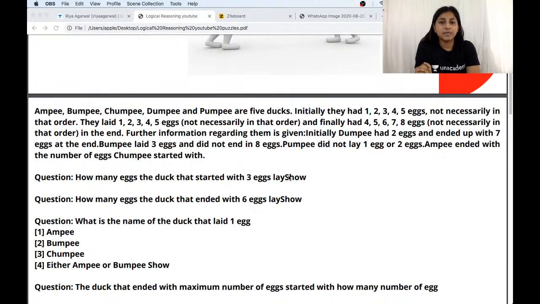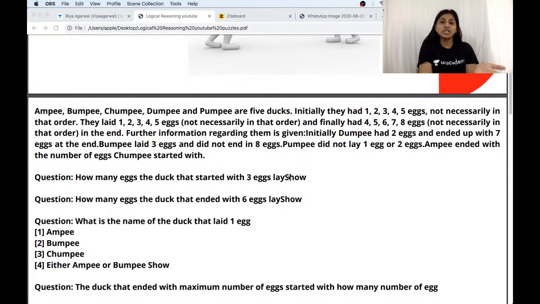A, B, C, D, P are 5 ducks. Initially they had 1, 2, 3, 4, 5 eggs, not necessarily in that order. They laid 1, 2, 3, 4, 5 eggs, again not necessarily in that order. Finally they had 4, 5, 6, 7, 8 eggs.